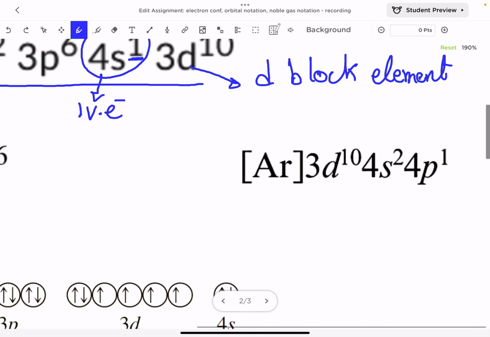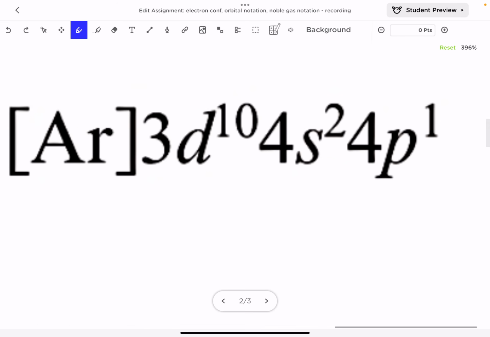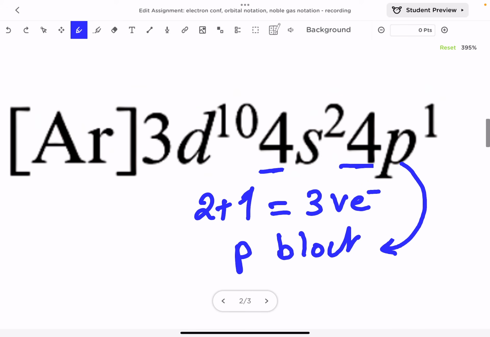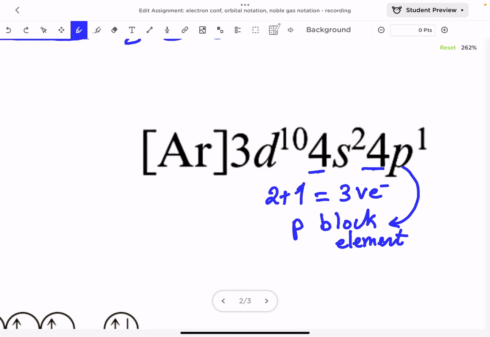Another example. Here, the highest level occupied is 4. In 4, we have 3 electrons, 2 in s and 1 in p. It means that the valence electrons equal 3. And this element is a p block element because the last letter written in the configuration is p.